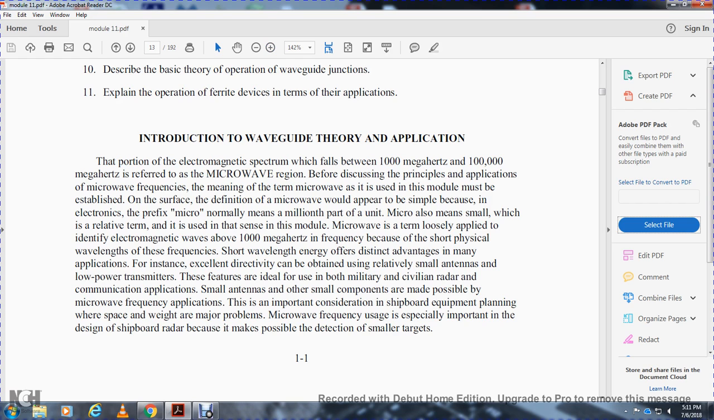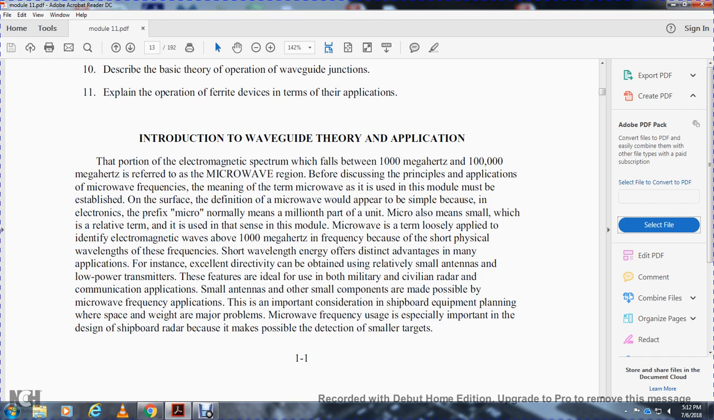The term microwave is loosely applied to electromagnetic waves of 1,000 MHz and higher in frequency because of the short physical wavelength of these frequencies. Short-wavelength energy offers distinct advantages in many applications. For instance, excellent directivity can be obtained using a relatively small antenna and a lower power transmitter. These features are ideal for both military and civilian radar and communication applications, such as small antennas and other small components that are made possible by microwave frequency application.